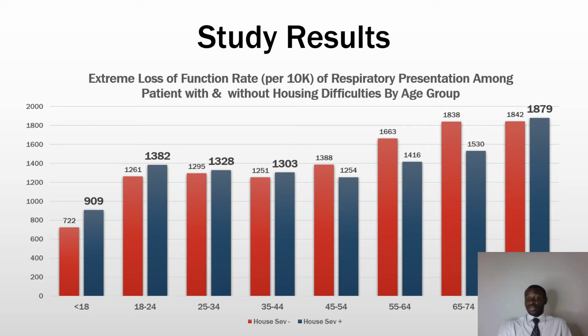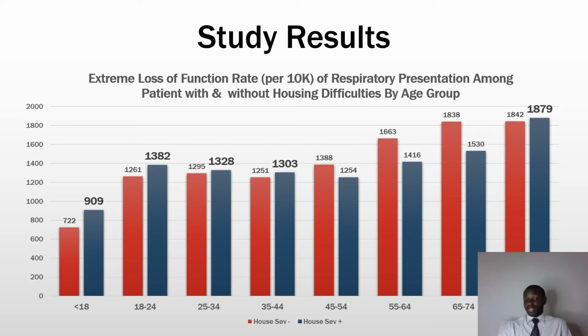to the age range between 55 to 64, whereby we see a higher rate of presentations for individuals without housing difficulties at a rate of 1,663 per 10,000 presentations and 1,416 for individuals with housing difficulties at a 10,000 rate. Now, when we further look at individuals between 65 to 74, we see a similar trajectory, or a similar rate, to what we are seeing between 45 to 64.